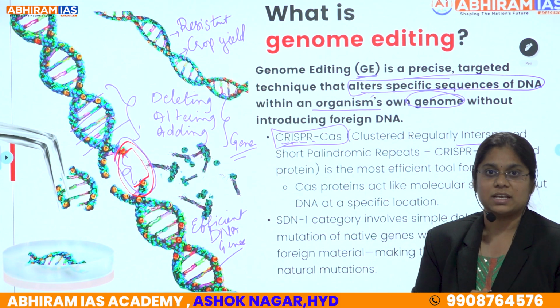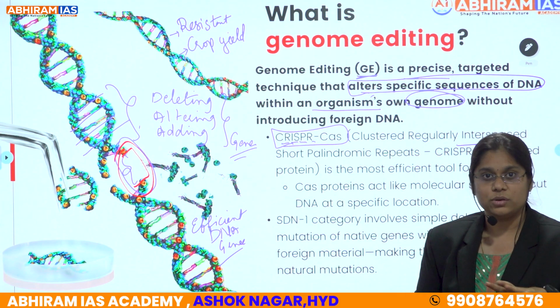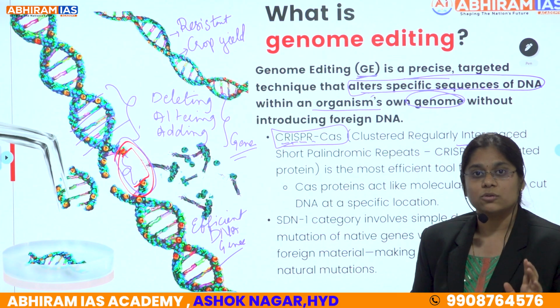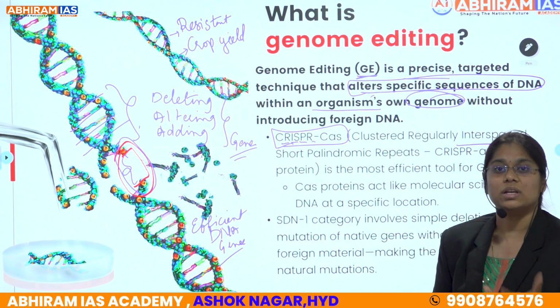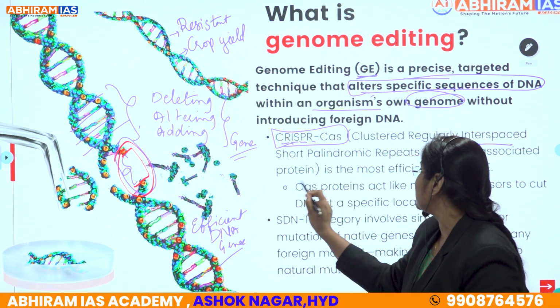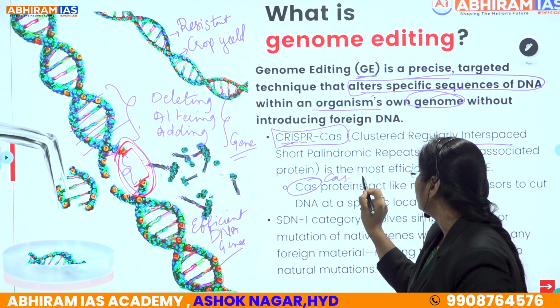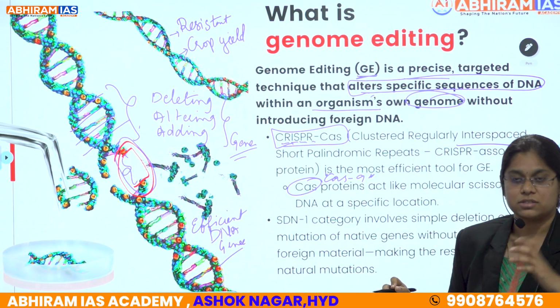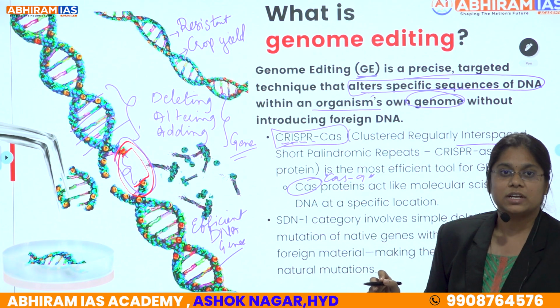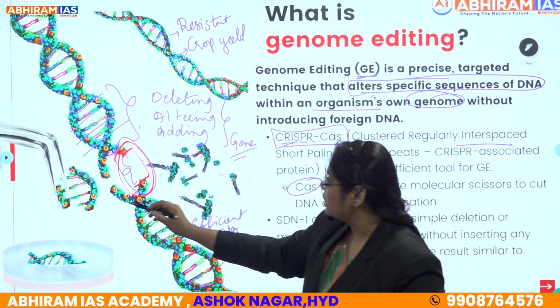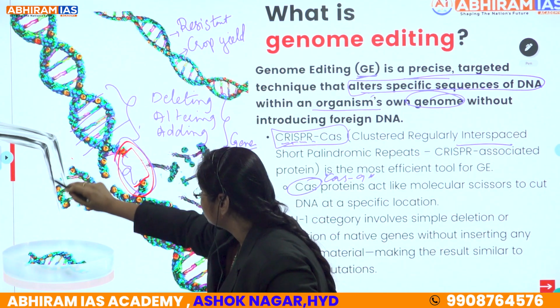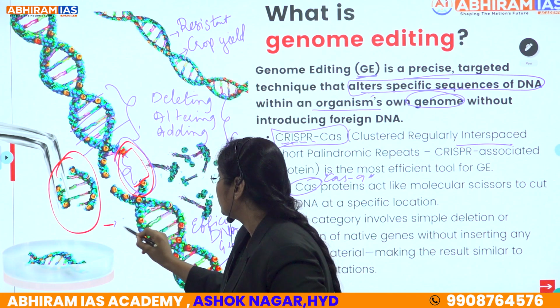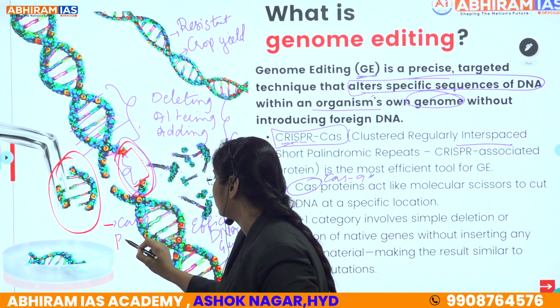Now, what are these molecular scissors? For cutting off your hair, you need scissors. Clear? Now, for cutting off a gene, you need the molecular scissors, and that is the Cas9 protein. Cas9 protein is acting like a molecular scissor for cutting your gene. Clear? If you want to cut this part, you require the Cas9 protein.